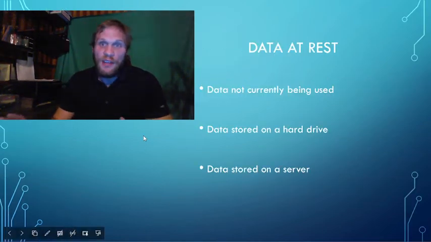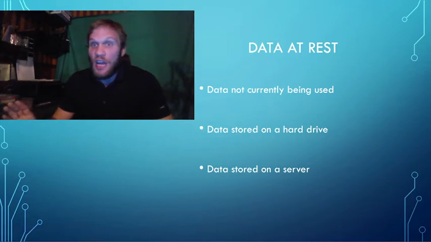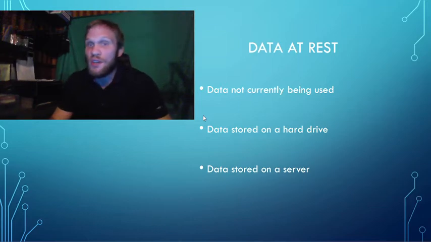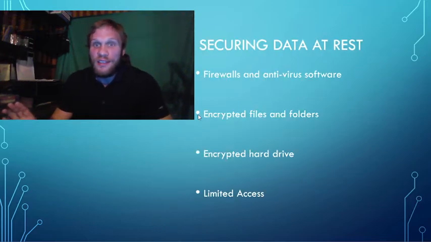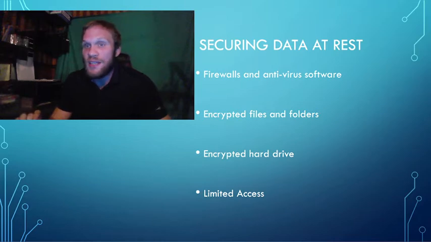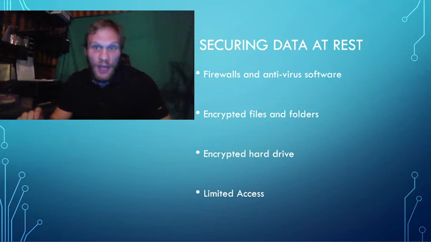The first one is data at rest. This is data not currently being used. It's data stored on a hard drive or possibly data stored on a network server. Securing this data at rest first starts with having correctly configured and up-to-date firewalls and antivirus software to keep unwanted malware, Trojan horses, or other viruses off our computer that could be snooping around.